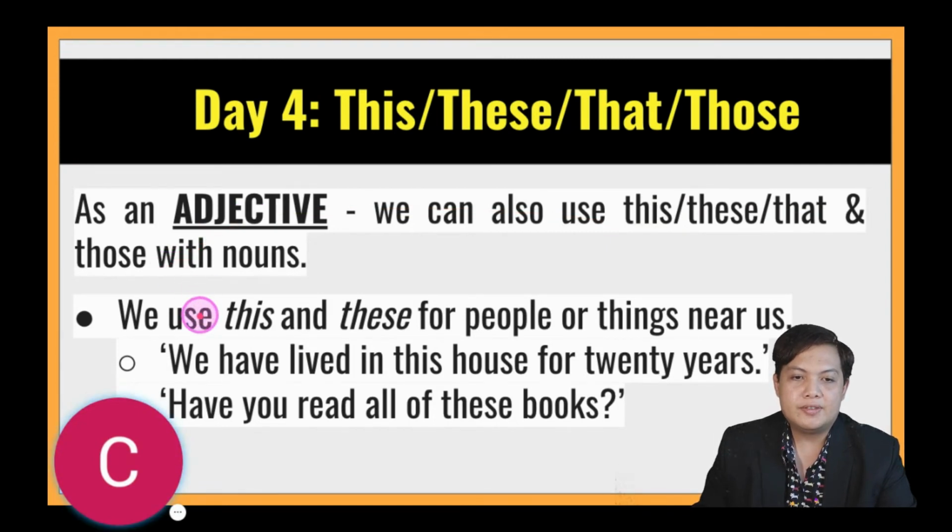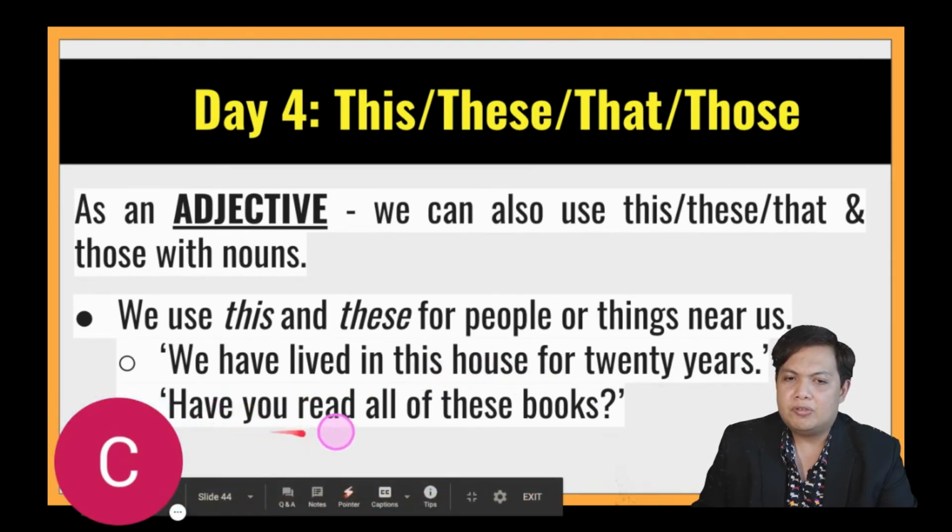Now, as an adjective, however, we can also use this, these, that, and those with nouns. So we use this and these for people or things near us, same as pronouns. We have an example here: we have lived in this house for 20 years. What house or which house? This house. Have you read all of these books? So this pertains to books.